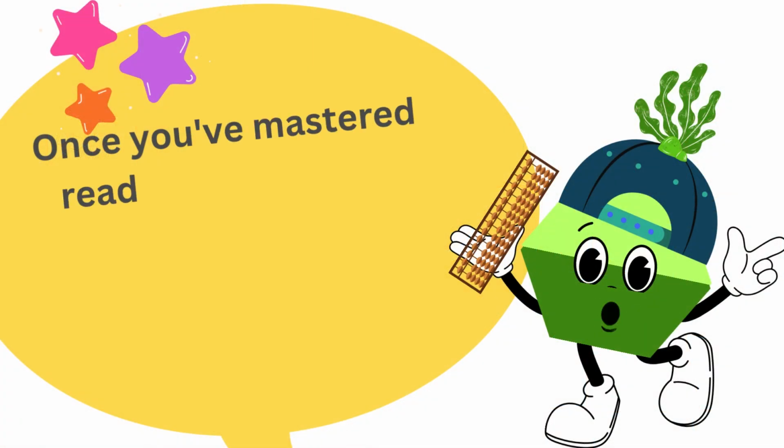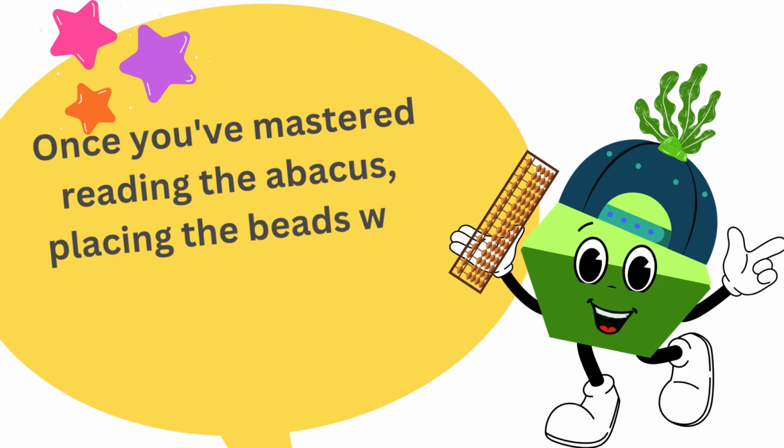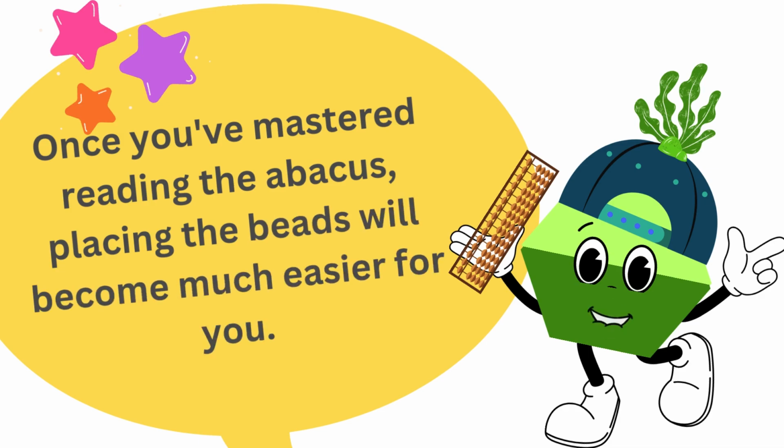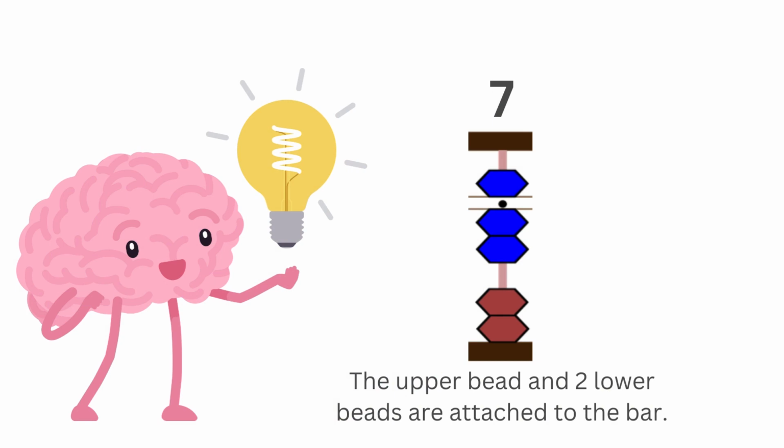Once you've mastered reading the abacus, placing the beads will become much easier for you. For example, let's say you want to add 7 on the abacus. Now that you have a mental image of the number 7, you know it's represented as 1 upper bead and 2 lower beads in the ones column.